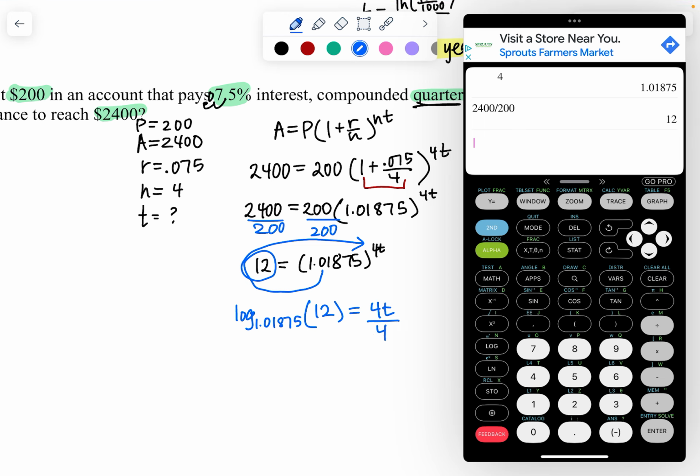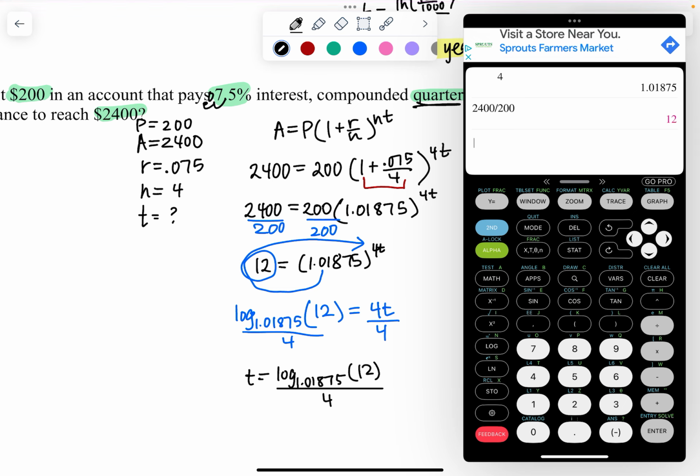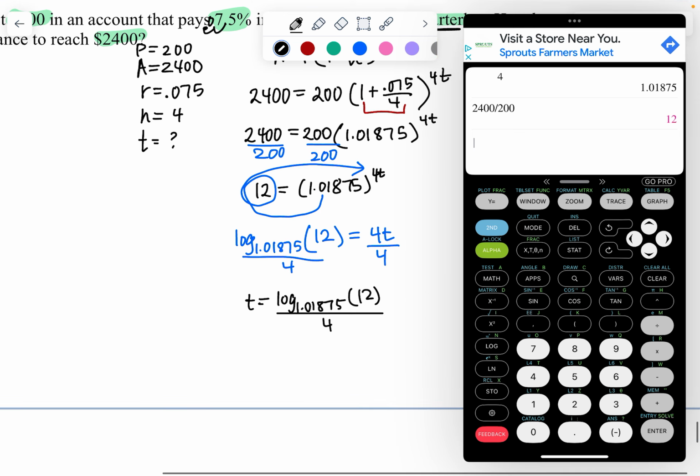And then our last step would be to divide by the 4. Okay, and so t equals log base 1.01875 of 12, all divided by 4. And then when we got that number earlier, you could actually store it in your calculator, but I'm just going to retype it.